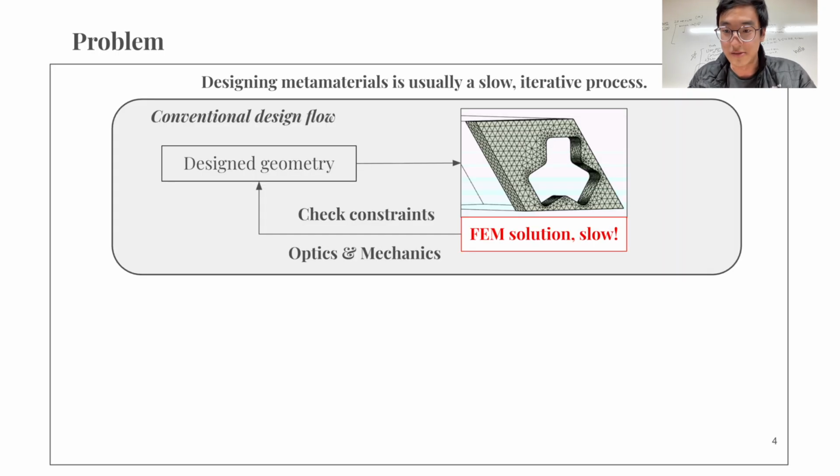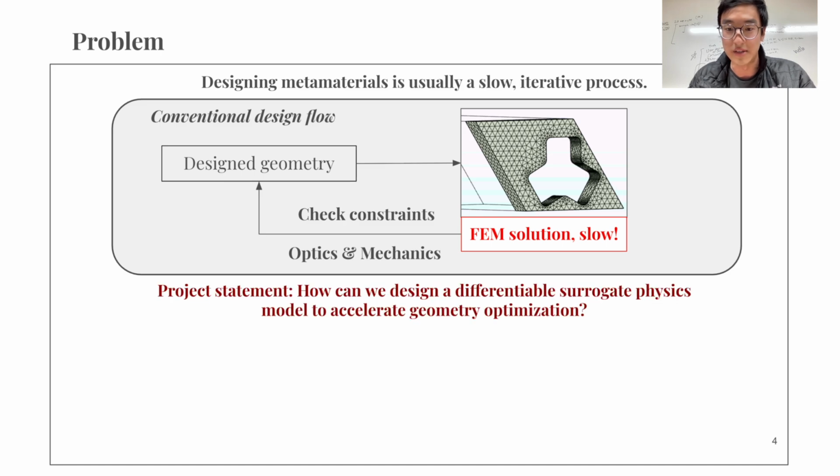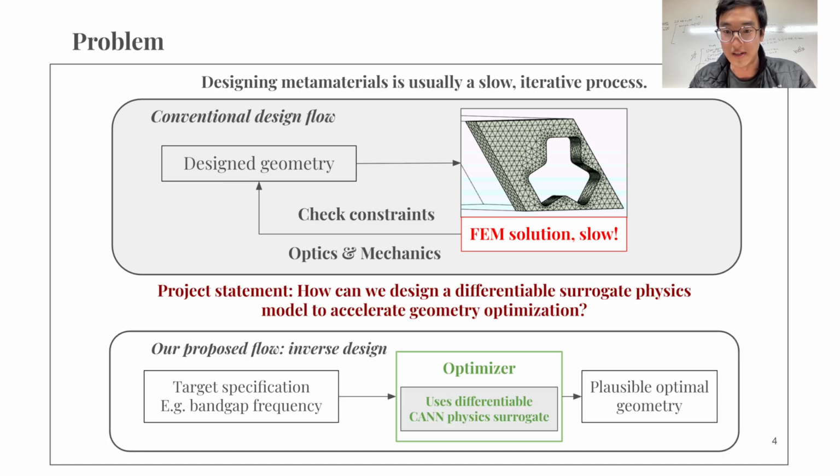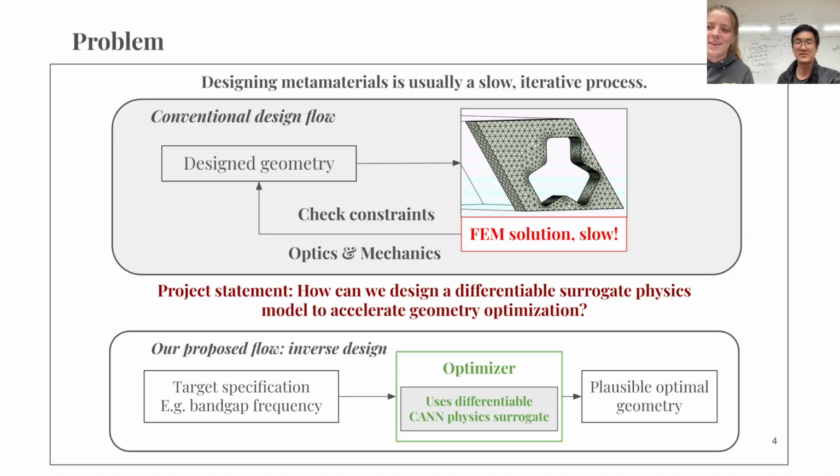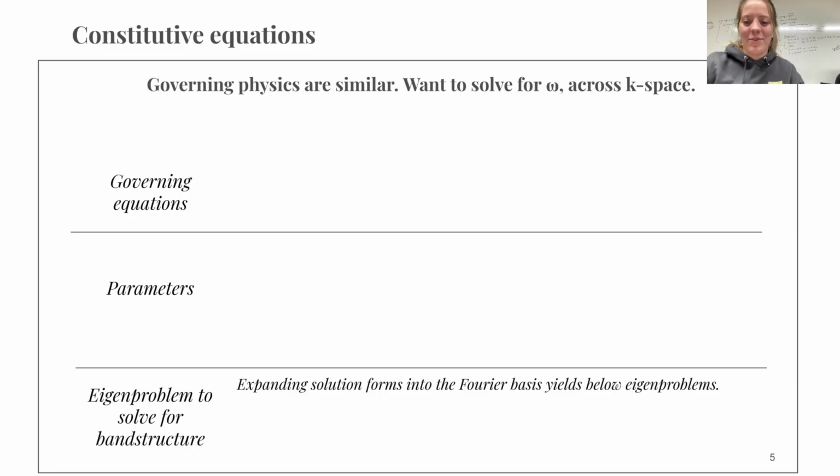The standard method is iteratively generating band structures via finite element solvers and then checking if they satisfy constraints. Therefore, we seek a fast surrogate model that simultaneously predicts the optical and mechanical band structures to accelerate design. Both the photonic and phononic problems are governed by similar physics.